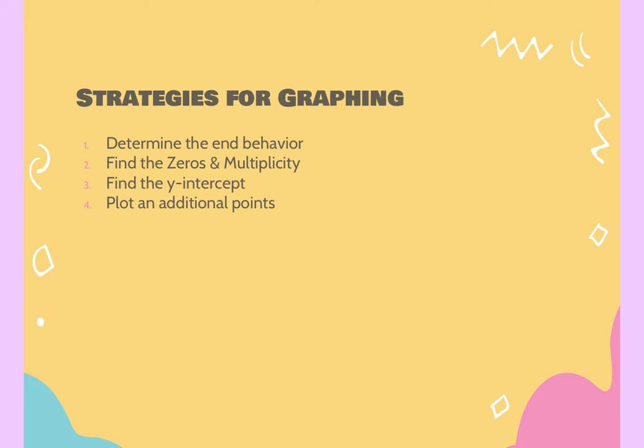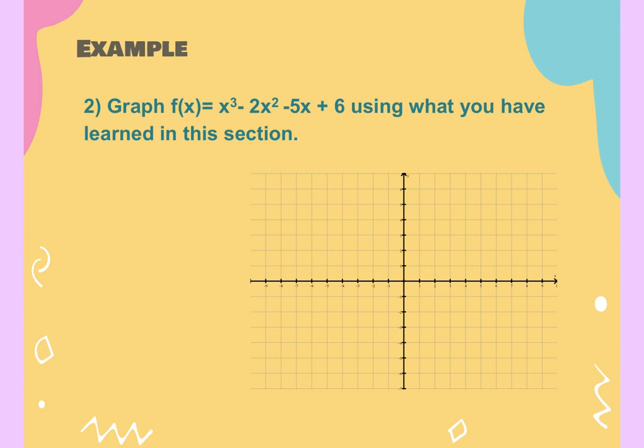Okay, so these are what we're going to put all together. Determine the end behavior, find the zeros and the multiplicity, and find the y-intercept, and to do this, we plug 0 in for x just like every other time. And then if we don't know the overall curve yet, we just plug in some extra points. These are not going to be perfect, but they are good approximations of what our graph would look like. So this says graph f of x equals x to the third minus 2x squared minus 5x plus 6, using what you've learned in this section.